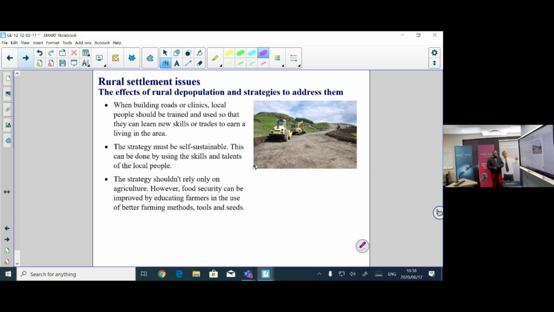The strategy should not rely only on agriculture. So there must be diversification of that economy. Don't only put strategies that only promote agriculture. However, food security can be improved by educating farmers in the use of better farming methods, tools, and seeds.